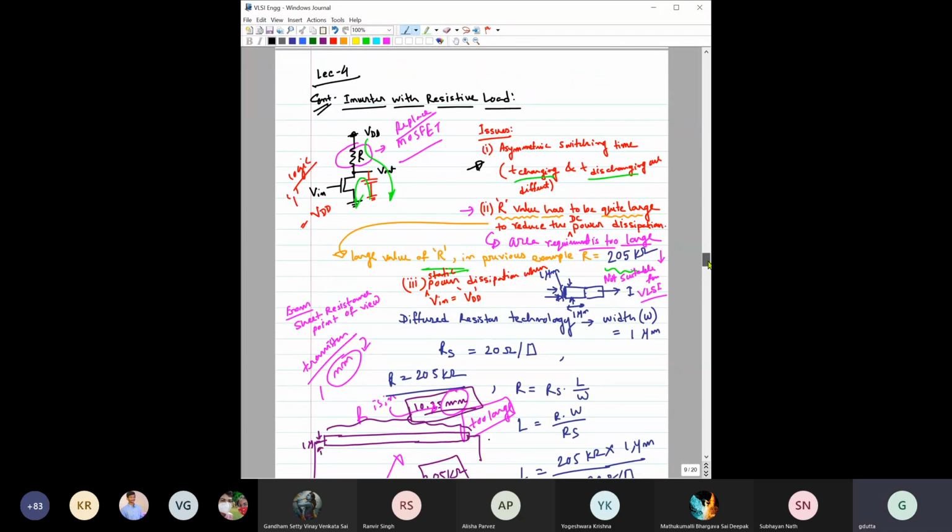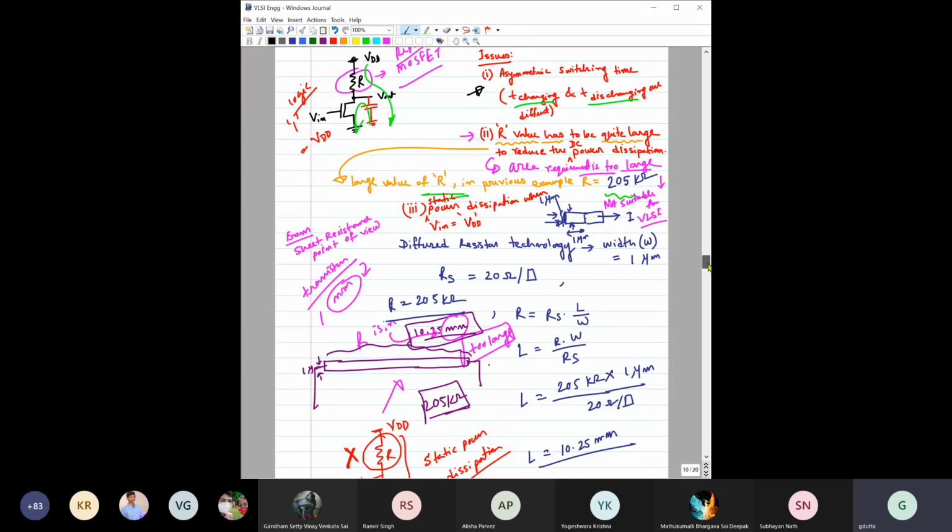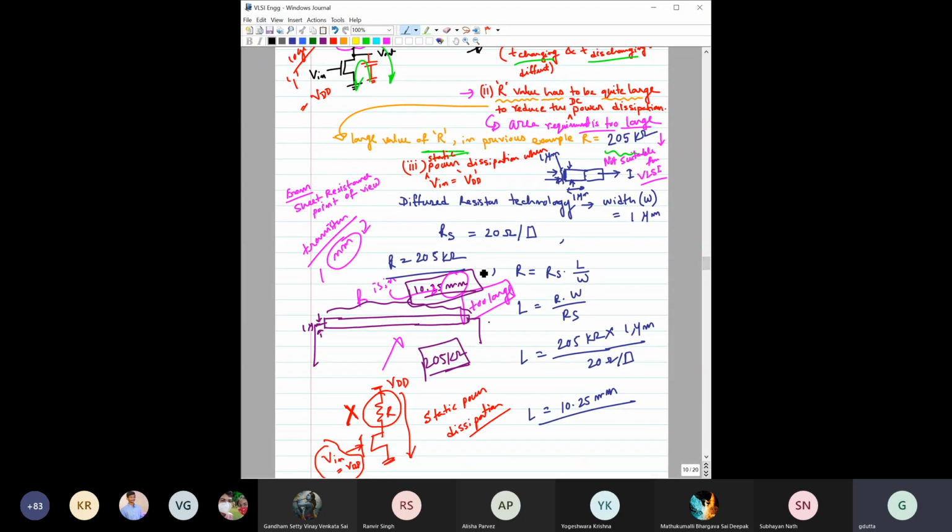We started our discussion from the inverter with resistive load. We tried to solve one small problem, and we saw that to implement a resistance of 205 kilo ohm, which we found from one of our last examples, in order to minimize the power dissipation, using the diffused resistance technology we need a resistance length of 10.25 mm.